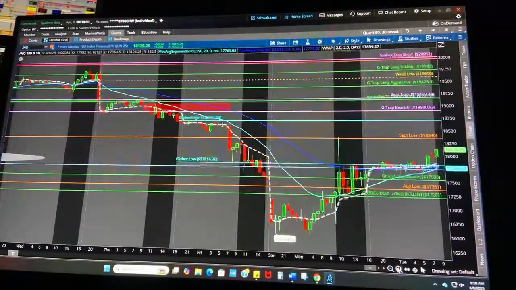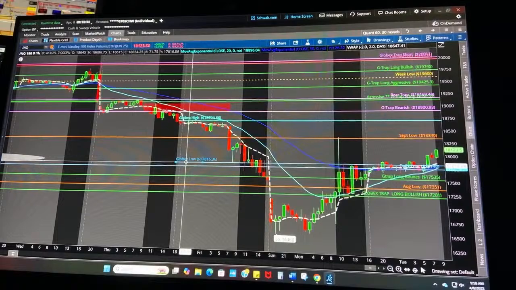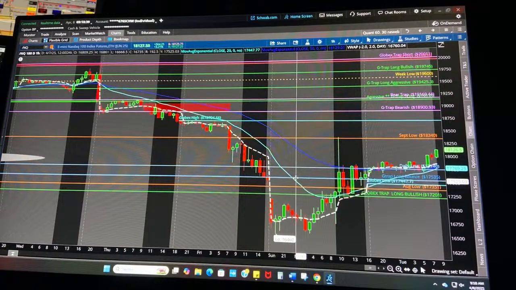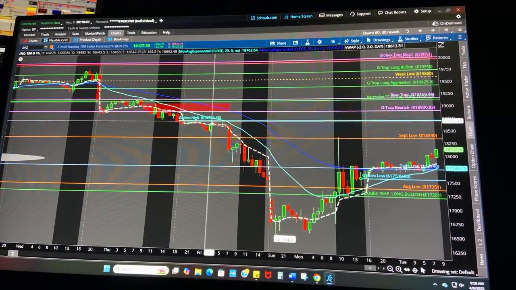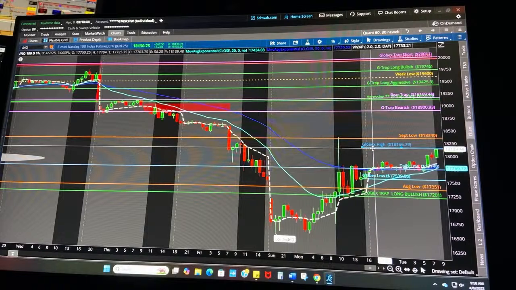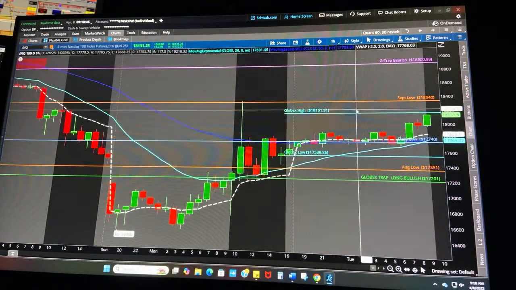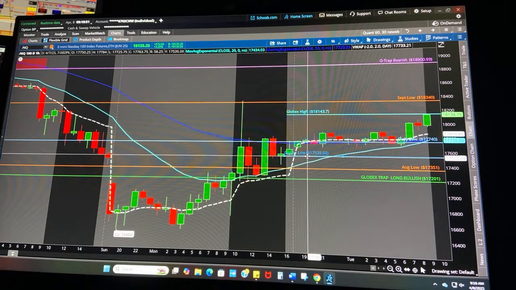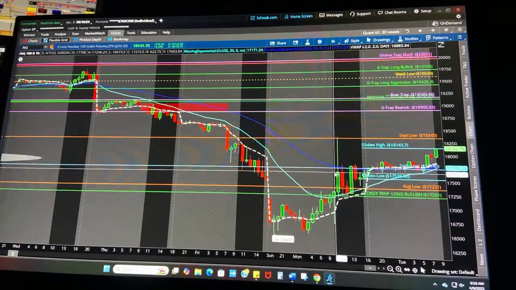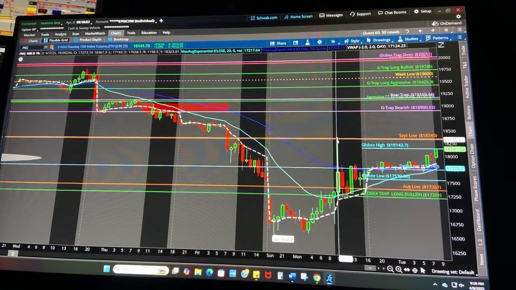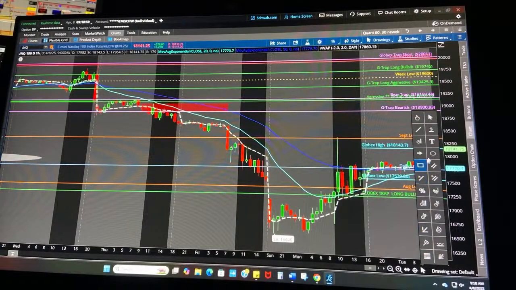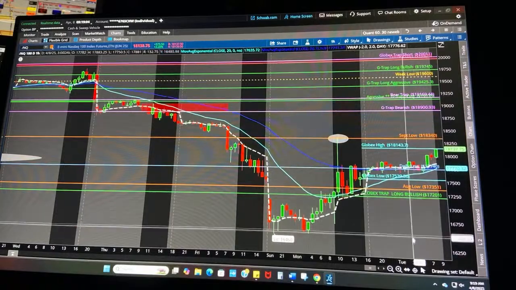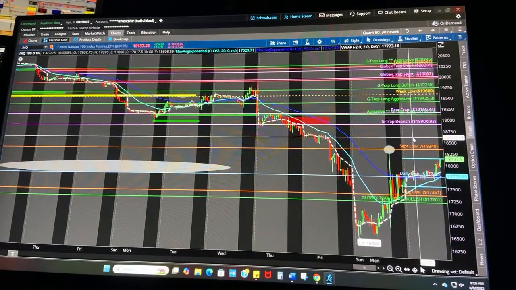NASDAQ, I'll go through this pretty quickly here. Globex high, Globex low. Here's the Globex low. Here's the Globex high. All right, yesterday's high here, 18,340. Okay, make sure you pin that. All right, if long, TP some here. All right, Globex trap. I mean, we could be looking at this level right here.